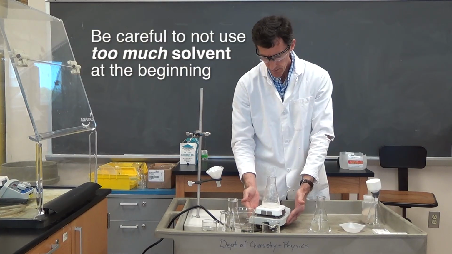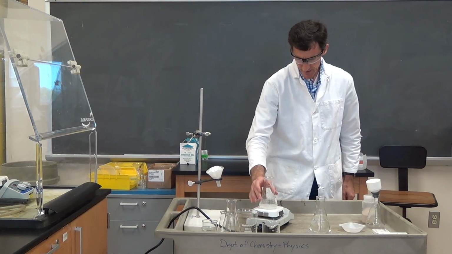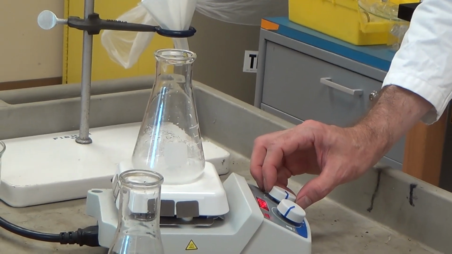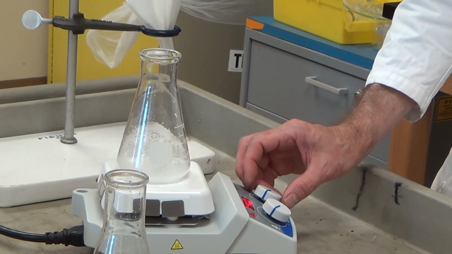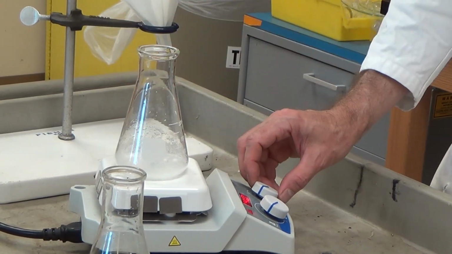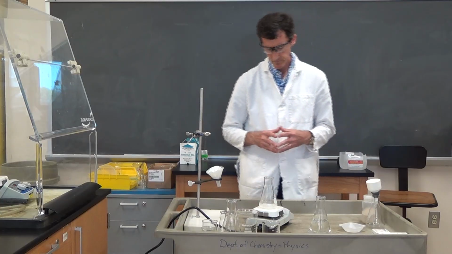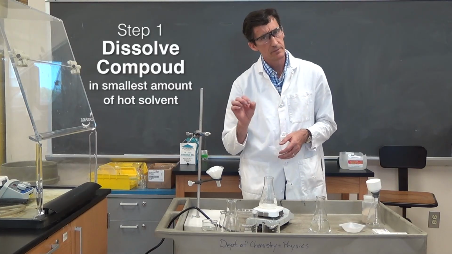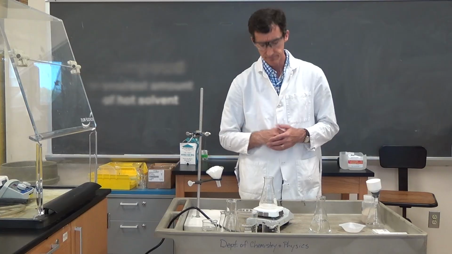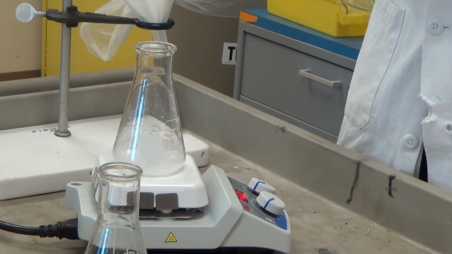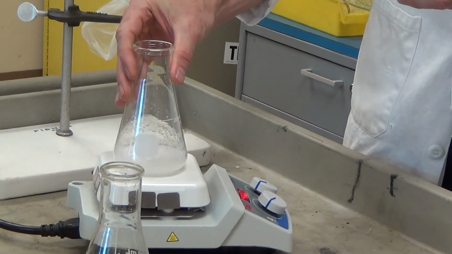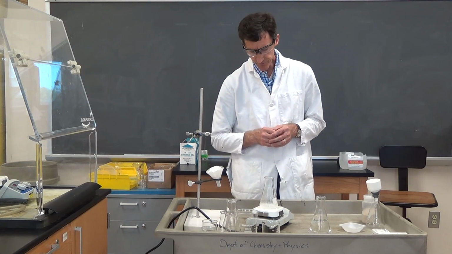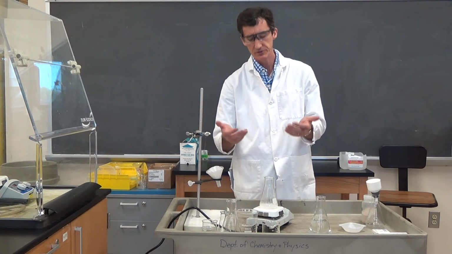So at this point, we want to start heating on our hot plate. So I've got the heat on, and I'm going to give it some stirring. So at this point, the idea is to dissolve the compound in the smallest amount of hot solvent. Again, you always want to stir, especially when you're heating with an organic solvent. If not, the solvent will have a tendency to get hot and just start spattering.